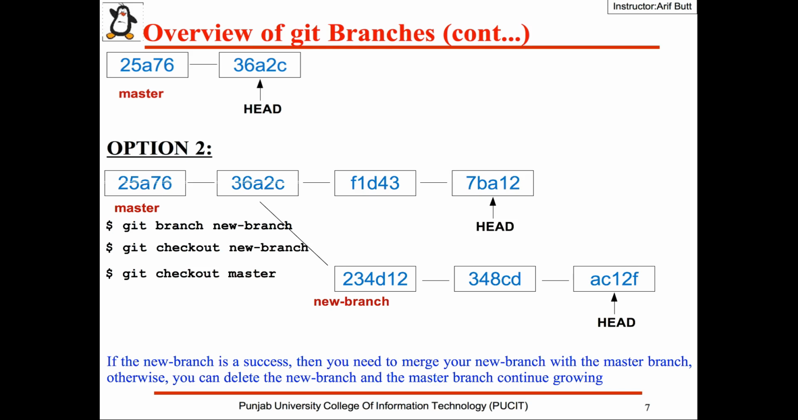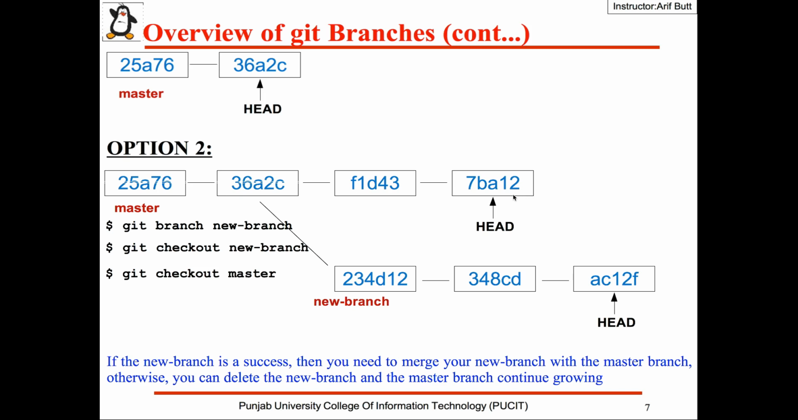Okay, so if the new line of development does not work as expected, suppose whatever we have done over here doesn't show us good results, our master branch continues ahead and we drop this branch. And if this new branch is a success, we can always merge it with the master branch.